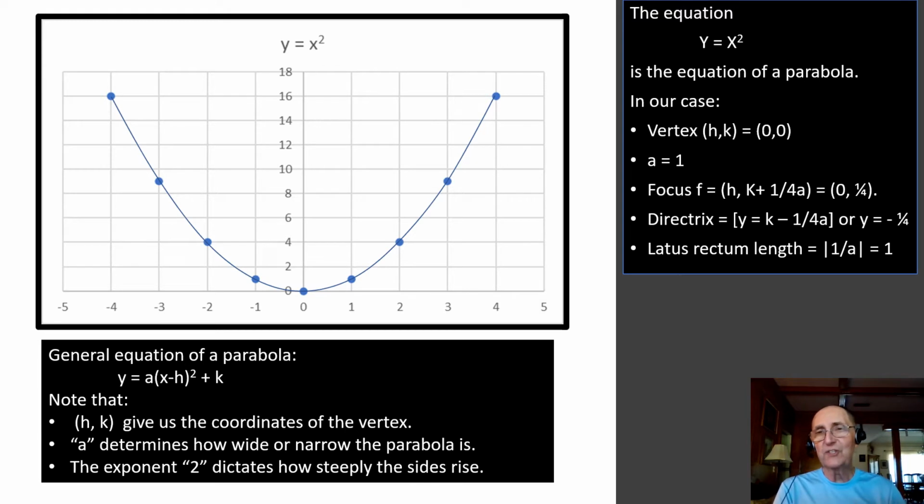Our second equation is y is equal to x squared. This is the equation of a parabola. The general equation of a parabola is y is equal to a times (x minus h) squared plus k, where h and k give us the coordinates of the vertex. A determines how wide or how narrow the parabola is, and the exponent, in this case 2, dictates how steeply the sides rise.